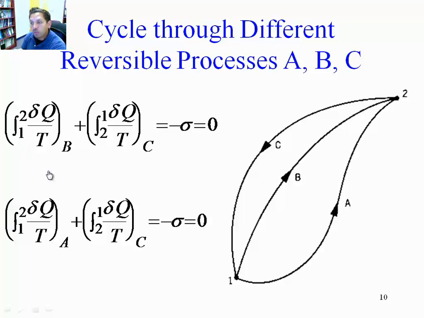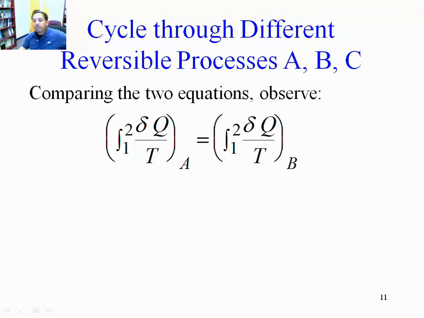And then by subtracting the two, what we can say is that the integral from 1 to 2 of dq over t on path B minus the integral from 1 to 2 of dq over t on path A is equal to 0 minus 0, which is equal to 0. And the conclusion is that this one must be equal to this one. For these two things to be true at the same time, the integral through path B must be equal to the integral through path A. And that is the conclusion.